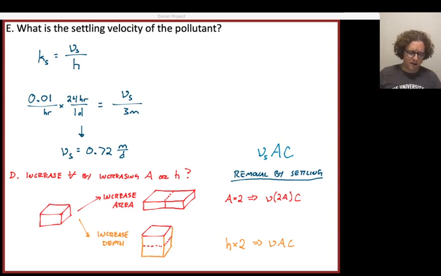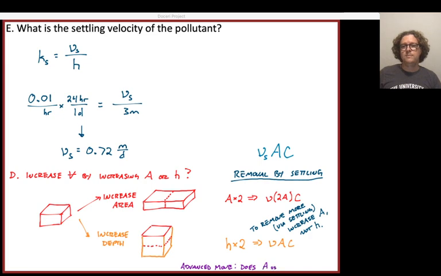We're going to explore that on some of the coming slides in a little more detail. So if settling is the mechanism, increased removal requires a larger area, not a larger depth. Now, as an advanced move, if you're feeling on top of all this, you should pause here and ask yourself, what if this was a chemical reaction? In the case of settling, I've shown you that area matters and depth doesn't. Would that be true if it was a chemical reaction, not a settling process? Why or why not? That's something you ought to be able to prove to yourself if you're really on top of all this material.